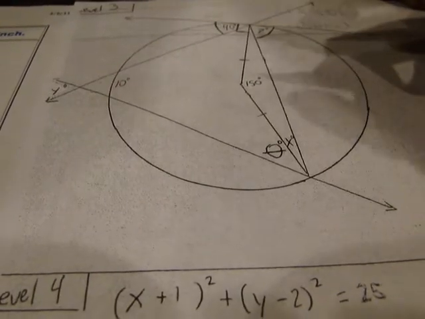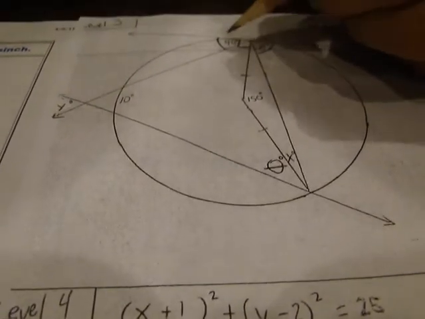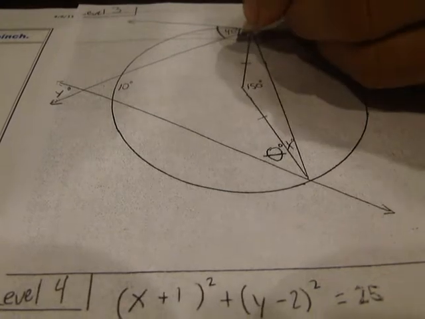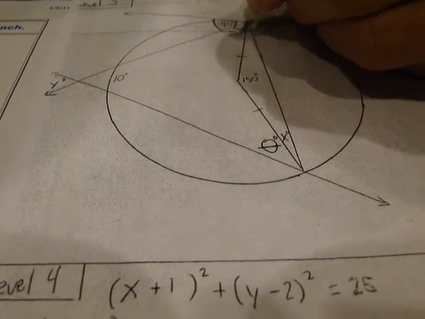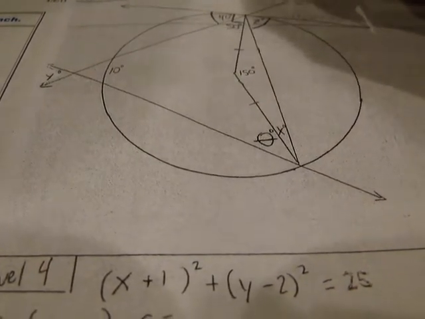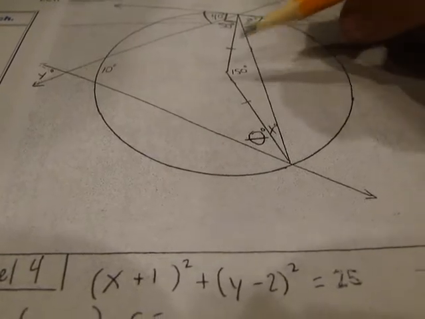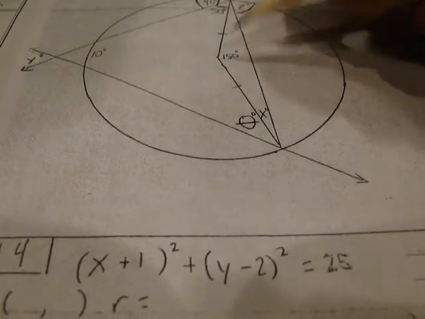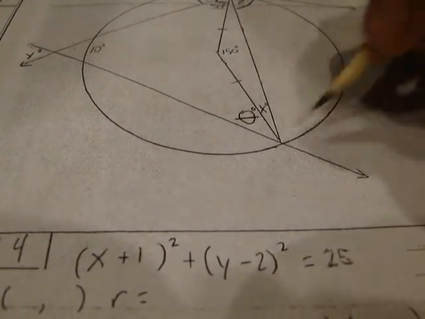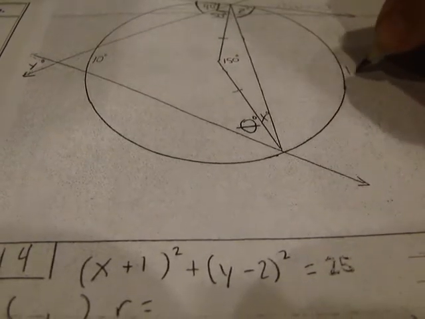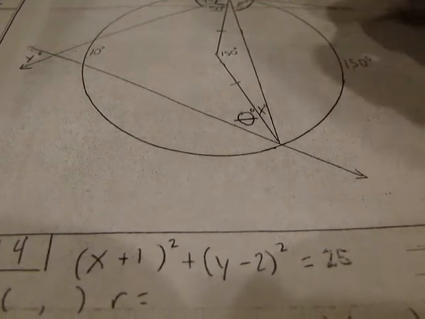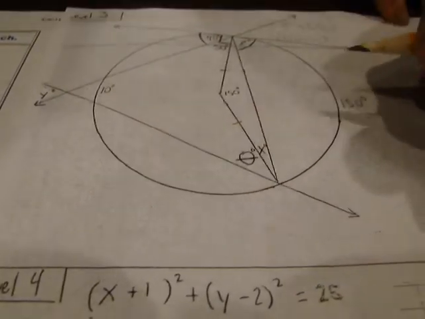Other things we can figure out. If this is 90 and this angle here is 40, then you can bet that this one here is 50 degrees. So that's useful to know. Other things we can tell. We have a central angle, which is 150, which means that this arc measure out here will also be 150 degrees.